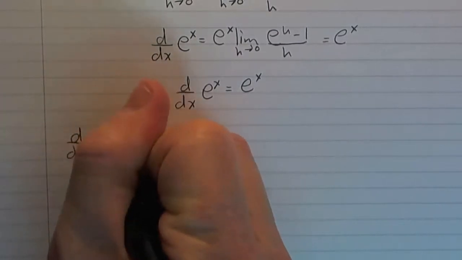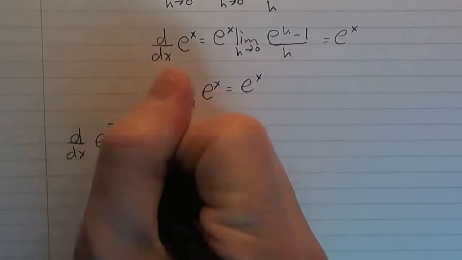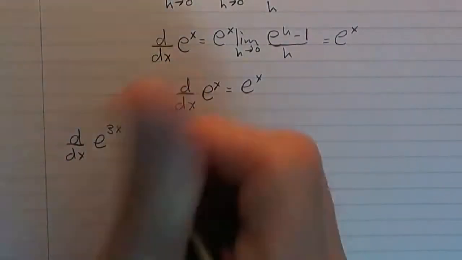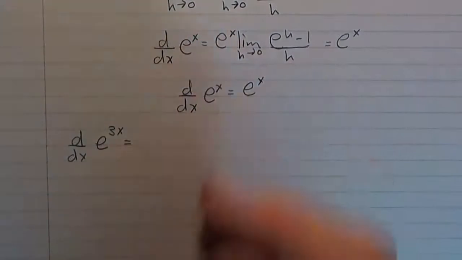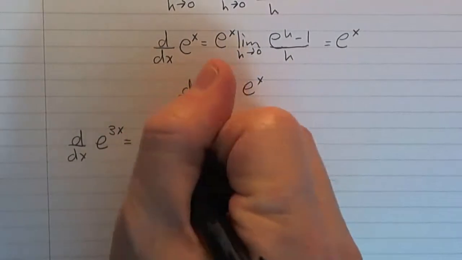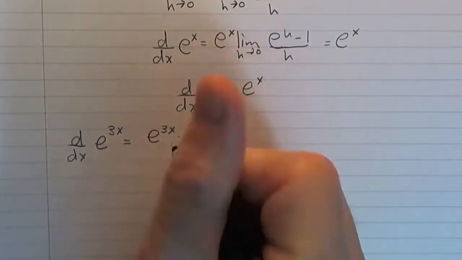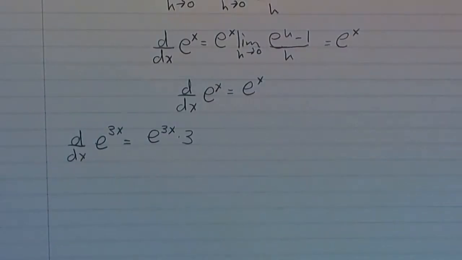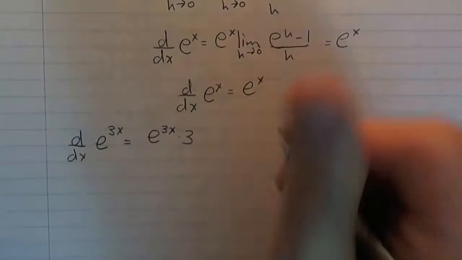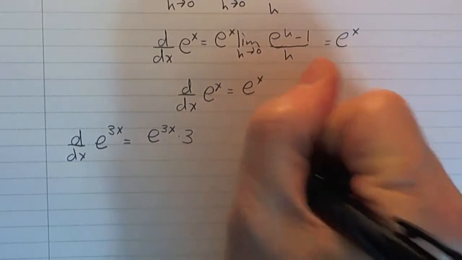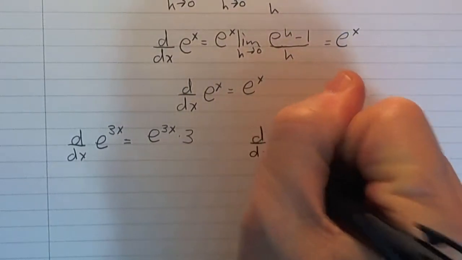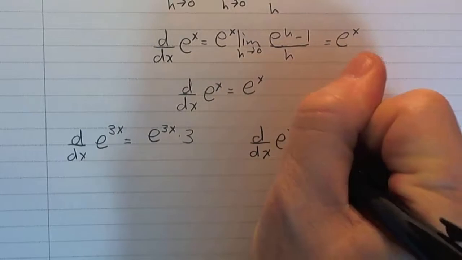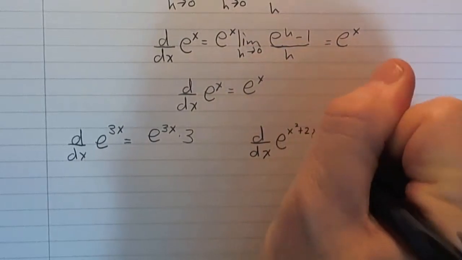So maybe we have e to the 3x. Well, that derivative is going to be e to the 3x, that's the outside, times 3. The derivative of the outside times the inside. Okay, so we might have, well, what about this one? The derivative of e to the x squared plus 2x, something like that.